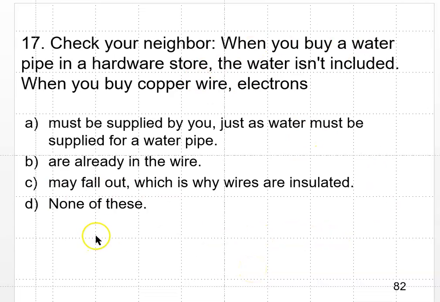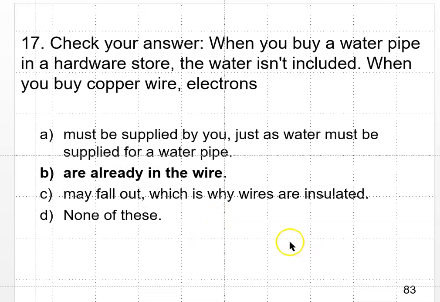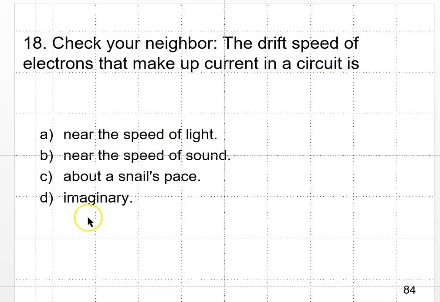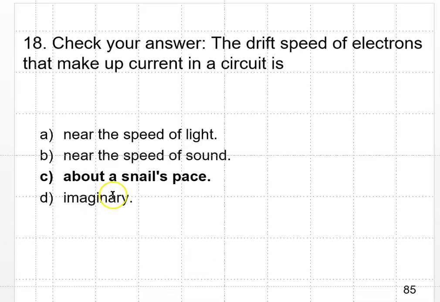When you buy a water pipe in a hardware store, the water isn't included. When you buy a copper pipe, you already have the electrons. They come with the wire, so copper pipe is a bargain. The drift speed of electrons that make up the current in a circuit is extremely slow. It's worse than a crippled caterpillar, but the signal travels at almost the speed of light.